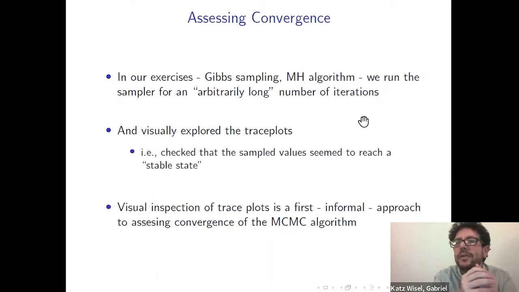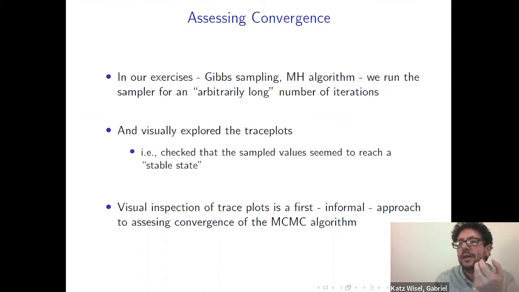One first way of assessing convergence is through the visual inspection of the trace plots. And by trace plots, I mean the successive parameter draws. I mentioned when we talked about the Gibbs sampler and the Metropolis-Hastings algorithms, the idea was to draw samples of the parameters until we reach the steady state, the stationary state, of the posterior distribution of the parameters. So how do we know that we have actually reached the steady state distribution?